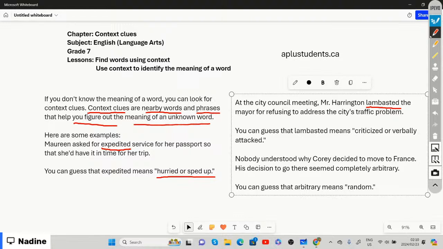If they're saying at the city council meeting, remember it's a meeting, Mr. Harrington lambasted the mayor for refusing to address the city's traffic problems, then it means that he probably addressed the mayor, or let's say verbally attacked the mayor. We won't even want to really use the word attack, but if there's a problem, then of course somebody's going to attack you verbally. They are going to stand up and say certain things, because they want you to hear or listen to what they're saying this time around.